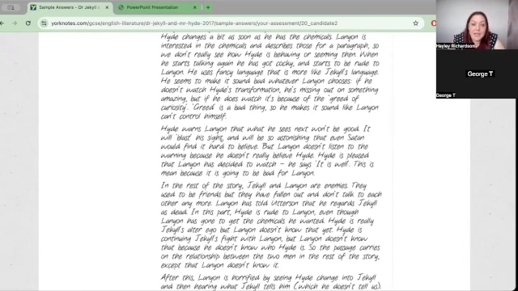Hyde warns Lanyon that what he sees next won't be good. Sorry, I've just thought of something in the previous paragraph. So I was thinking as I was reading, greed is a bad thing. So what he's written there is not wrong. Greed is considered a bad thing, but you can use that to comment on society.